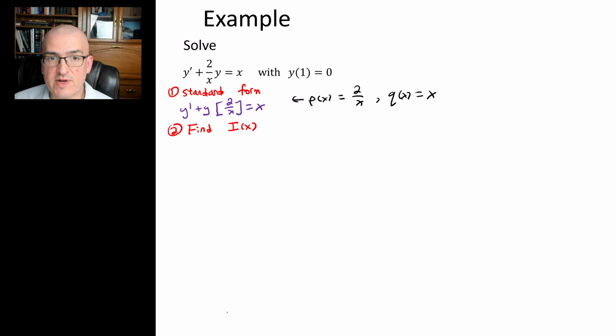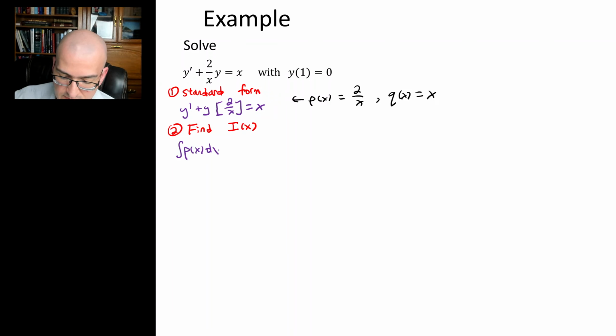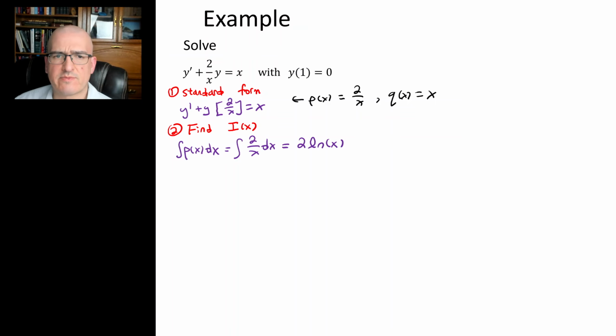The first ingredient we need for that is to integrate p of x. So the integral of 2 over x, which is 2 times ln of x plus c. We hide the plus c. We hide the absolute values. Take care of it. Don't worry. Okay, now, once we have the integral of p of x, we can find I of x, which is defined as e to that power.